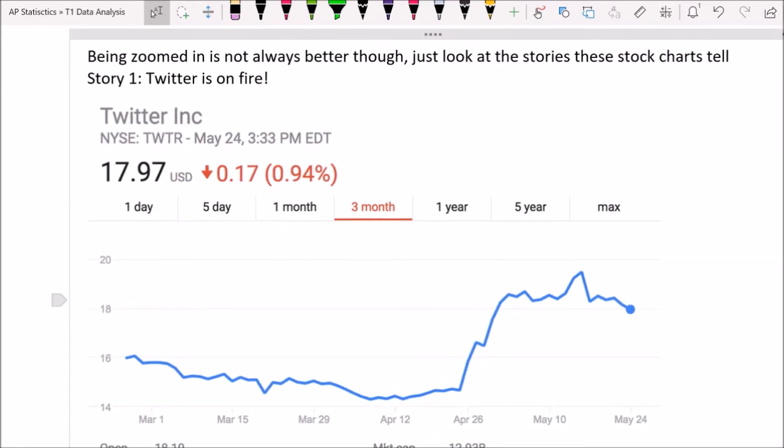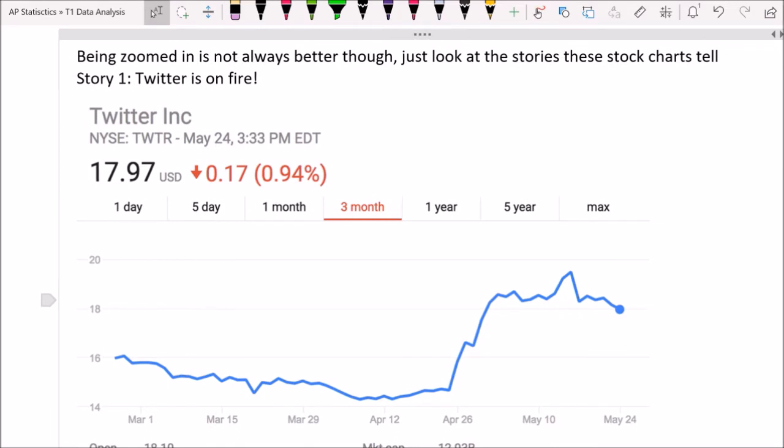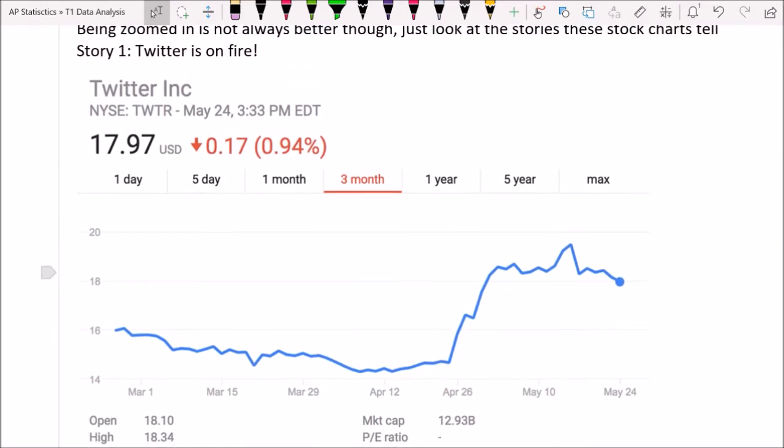Okay. You can do the same thing with stock charts. Here's an example of Twitter. And in this one, you can see that Twitter was low and Twitter shoots way up and you think, wow, Twitter's doing great. It's up in 3 months. Like Twitter's on the rise.